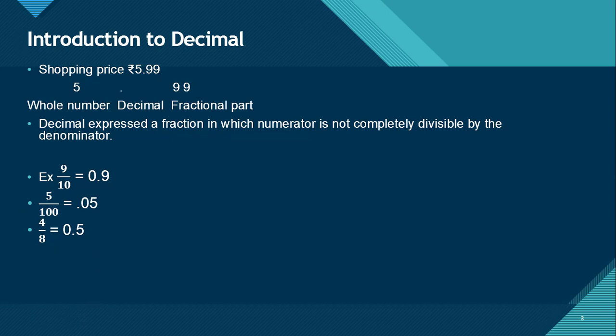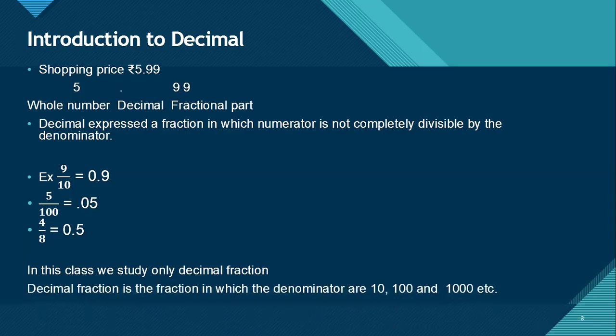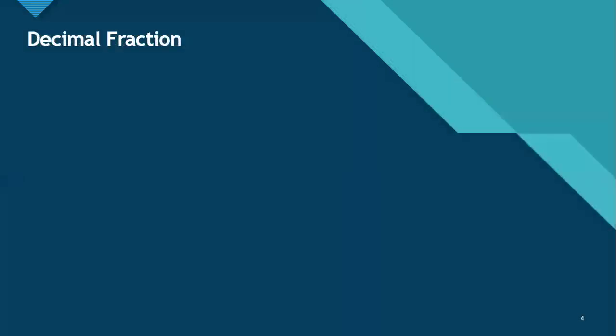In this class we studied decimal fractions, and a decimal fraction is a fraction in which the denominator is 10, 100 and 1000 only. I hope this is very clear: what a decimal is, how we represent it, what the point means, what the whole number is, and what the fractional part is. Simply keep in mind the whole number is the part to the left of the decimal, and the part to the right of the decimal is the fractional part. Okay, so what are decimal fractions? Let's quickly move to the whiteboard.